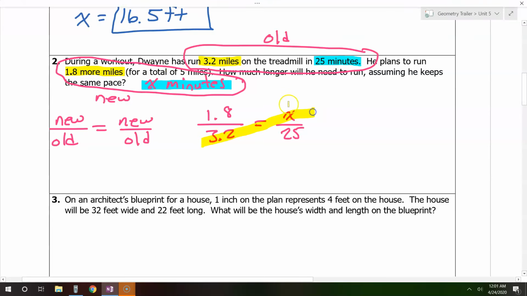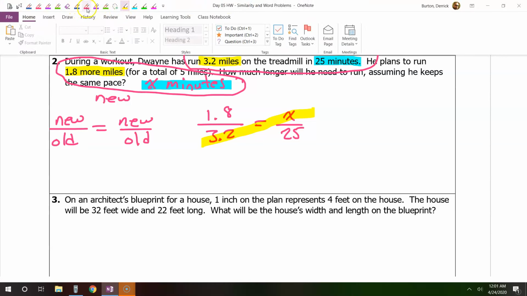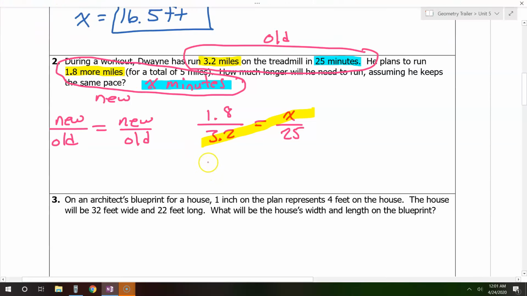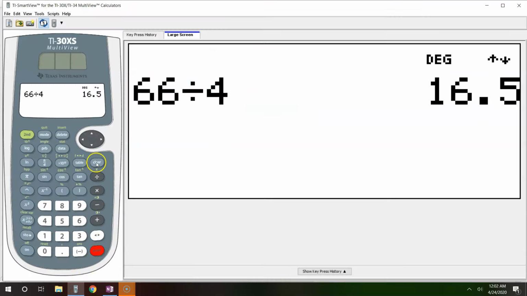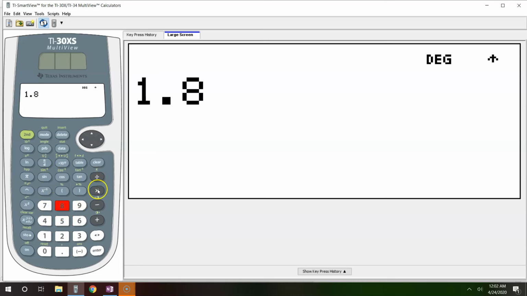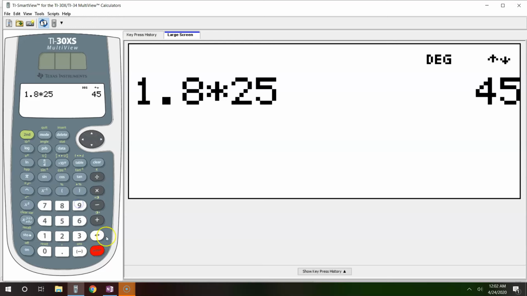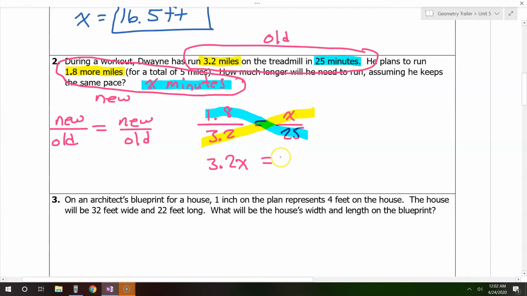So if you look at this diagonal, you see that we have 3.2x equals. Now if you look at this diagonal and multiply, that is 45. And finally, to get x by itself, we have to divide both sides by 3.2.